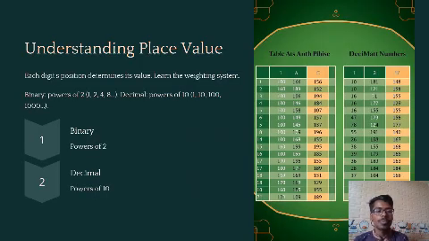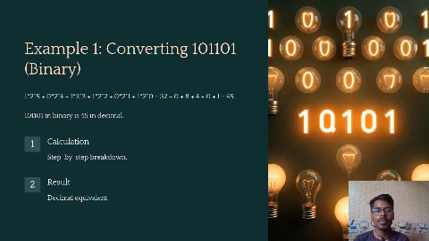Understanding place value. Each digit's position determines its value. Learn the weighting system. Binary, powers of 2: 1, 2, 4, 8, and so on. Decimal, powers of 10: 1, 10, 100, thousands, and so on. Binary, powers of 2. Decimal, powers of 10.